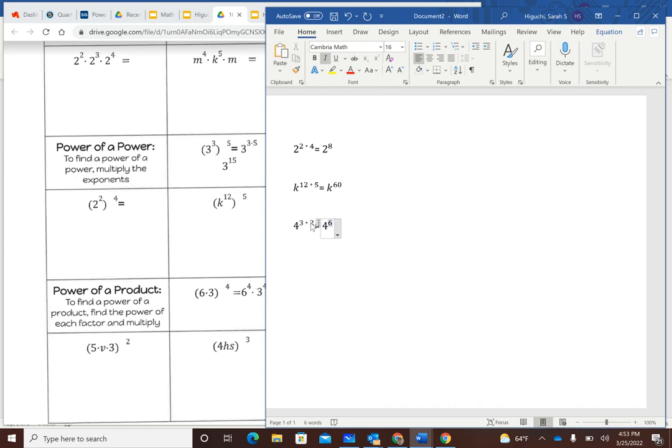And if it's not going to be a huge number, you could go ahead and simplify it. You could figure out what 4 to the sixth power is. Using my calculator, I see that that is 4,096.